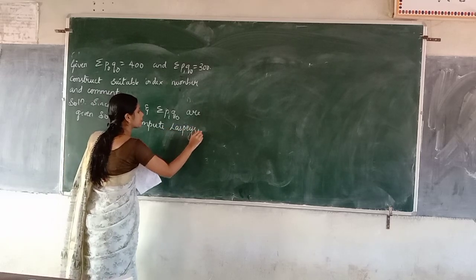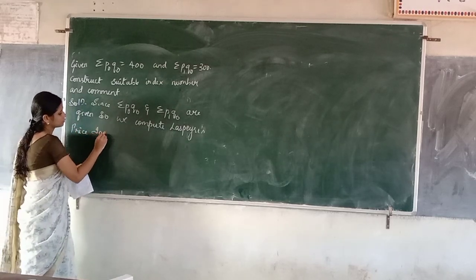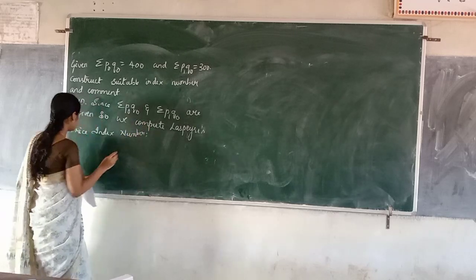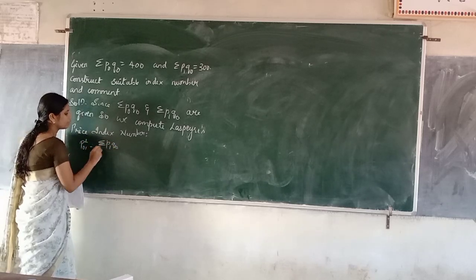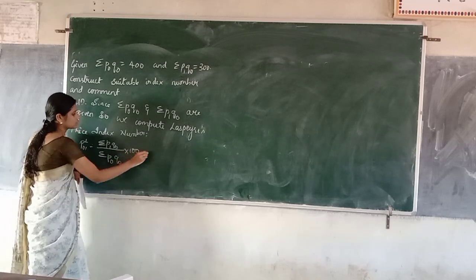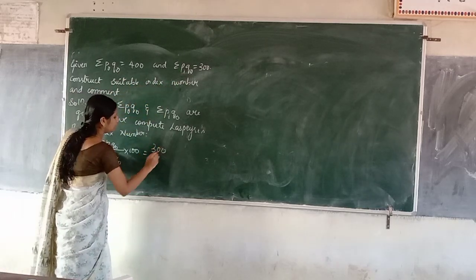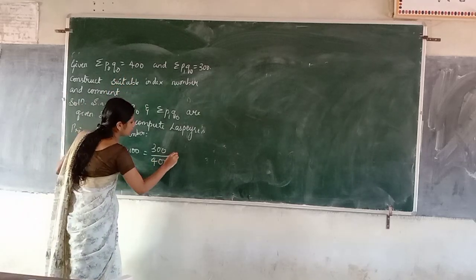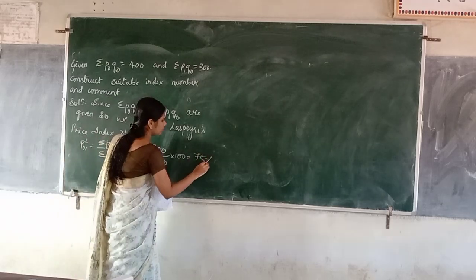That is, last year's price index number is equal to summation of P1 Q0 divided by summation of P0 Q0 into 100. So summation of P1 Q0 is given, it is 300, divided by summation of P0 Q0, which is also given, it is 400, into 100. So when you divide it and multiply it with 100, the answer comes to 75%.